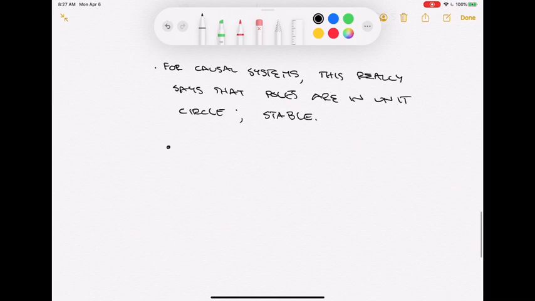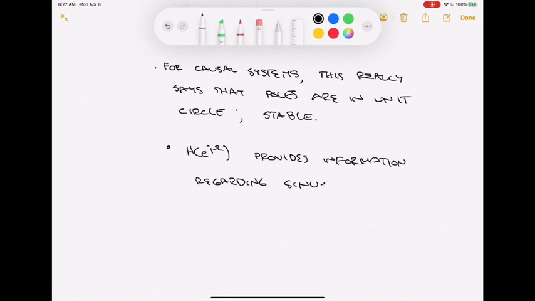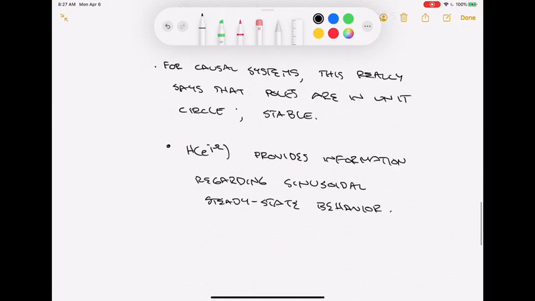It does provide us some information. So H(e^{j omega}), the frequency response, provides information regarding sinusoidal steady state behavior, just like it did for continuous time. It's all the same. It's all about that steady state behavior.